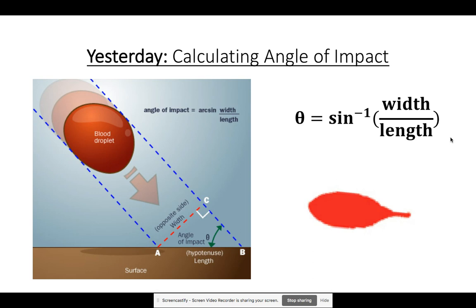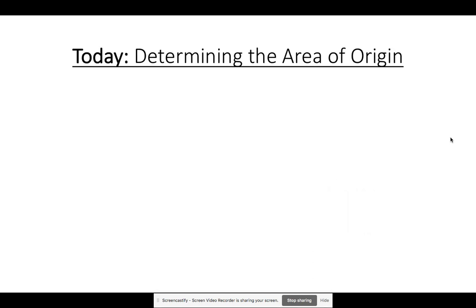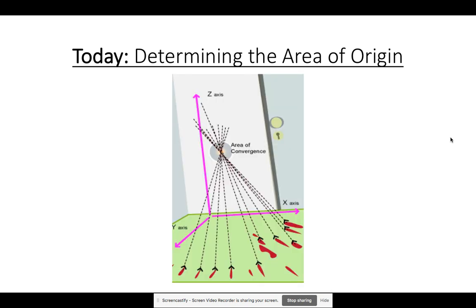And we are going to be learning a little something new today called determining the area of origin. Now this is where we are going to be using those angles that we have calculated, and we're going to be lining them up to figure out where exactly that blood originated from, that area of origin. So this can tell us, once again, how high up that blood originally flew from, right?